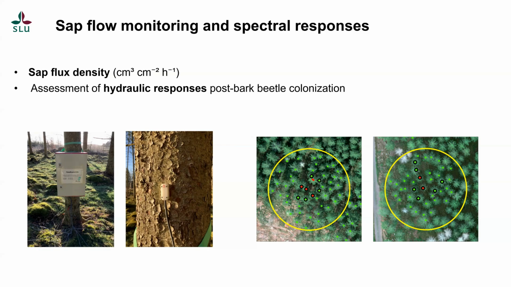And then these are the 2 plots. So we have one plot here that we had from the 8 trees, we had 3 trees that were infested by bark beetles. And on the other plot, we had 2 trees. So in total, 5 of the 16 trees were infested by bark beetles.